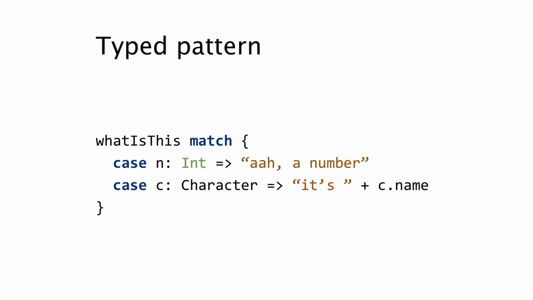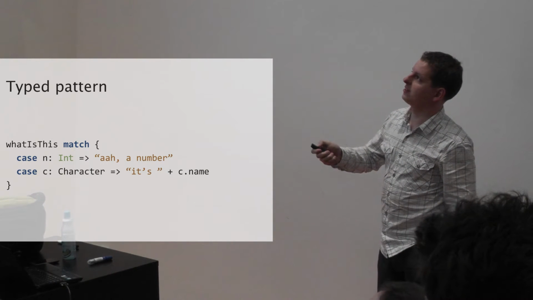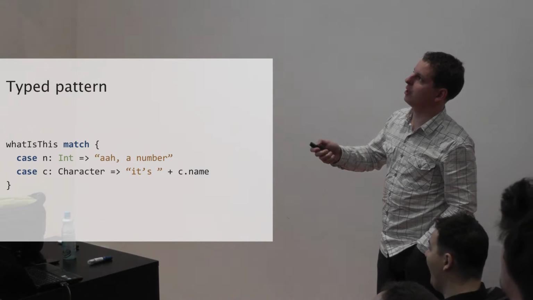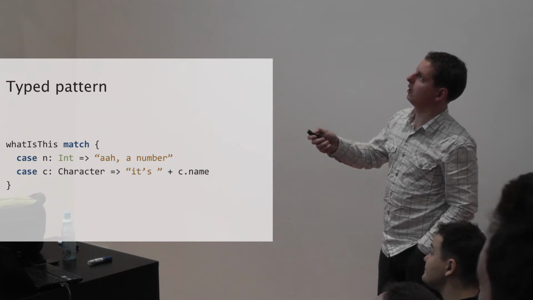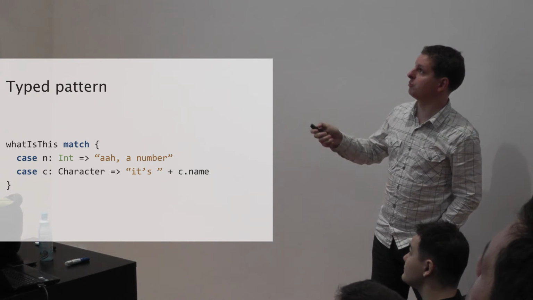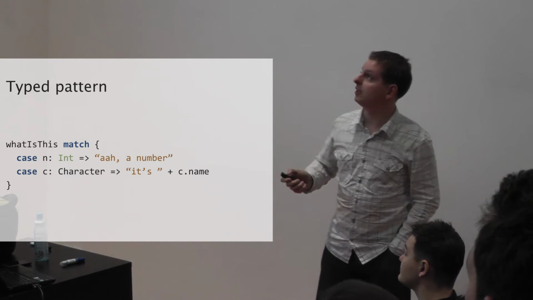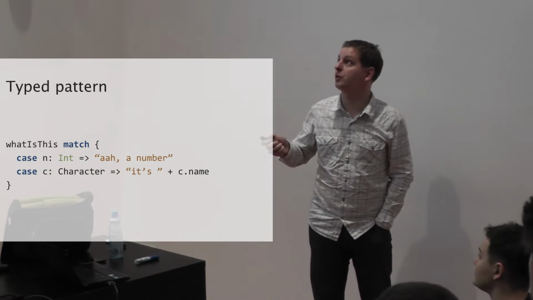So another pattern is a typed pattern. It will match anything of the particular type and creates a new variable of this type and puts this content into the variable. So if whatIsThis is an integer, a variable n is created of type integer, and this branch matches. And if it's not an integer, then another branch is matched. If it is a character, a new variable c is created, and the whatIsThis content is put into it.